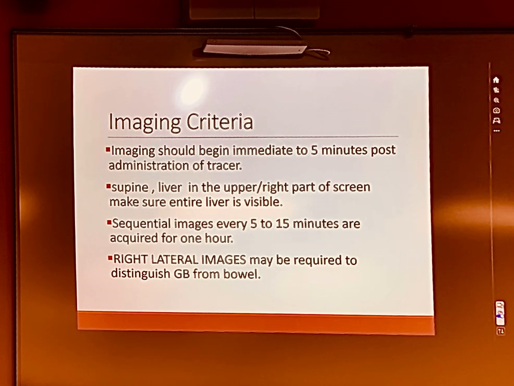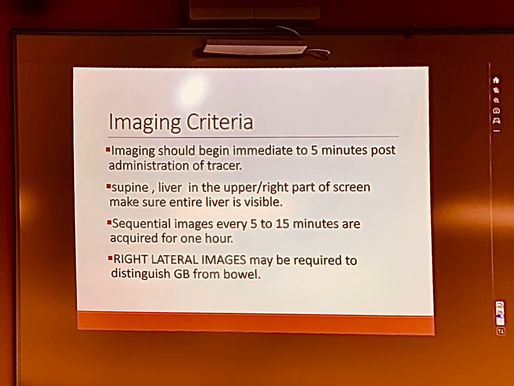So, inject. Start imaging between immediately and 5 minutes post. You're either going to image sequentially every 5 minutes to 15 minutes for an hour, or serially, 60 seconds per frame for 1 hour. So 1 minute a frame every minute for 1 hour.